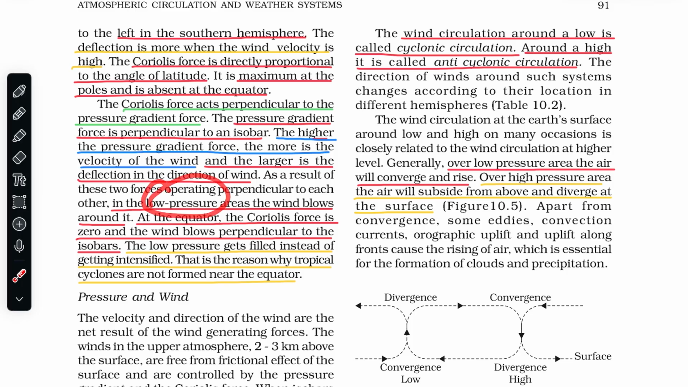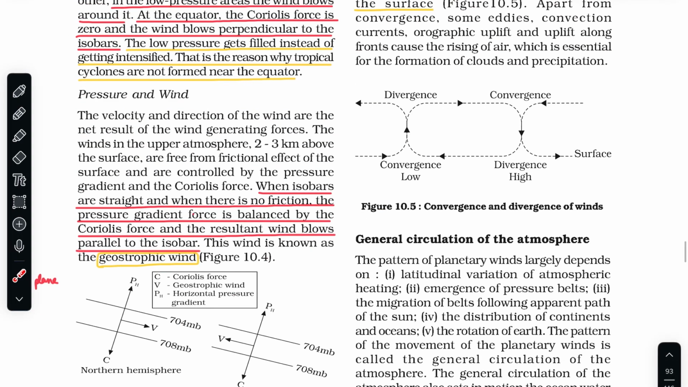In low pressure areas, the wind blows around it. The higher the pressure gradient, the more is the velocity of the wind, and the larger is the deflection in the direction of the wind. One thing we need to notice is that we have to see these not as 2D lines. These are 3D planes. So over here, this is the x-axis, this is the y-axis, this will become the z-axis.